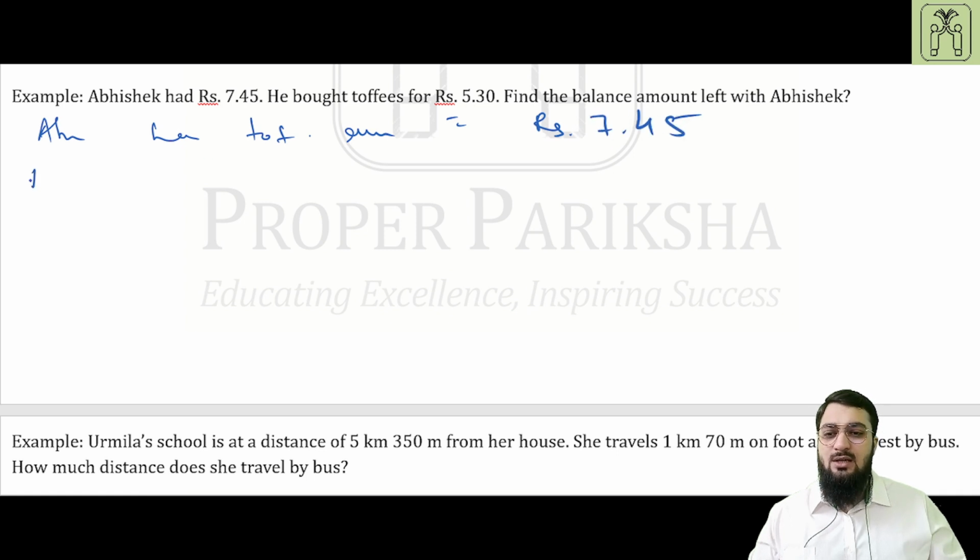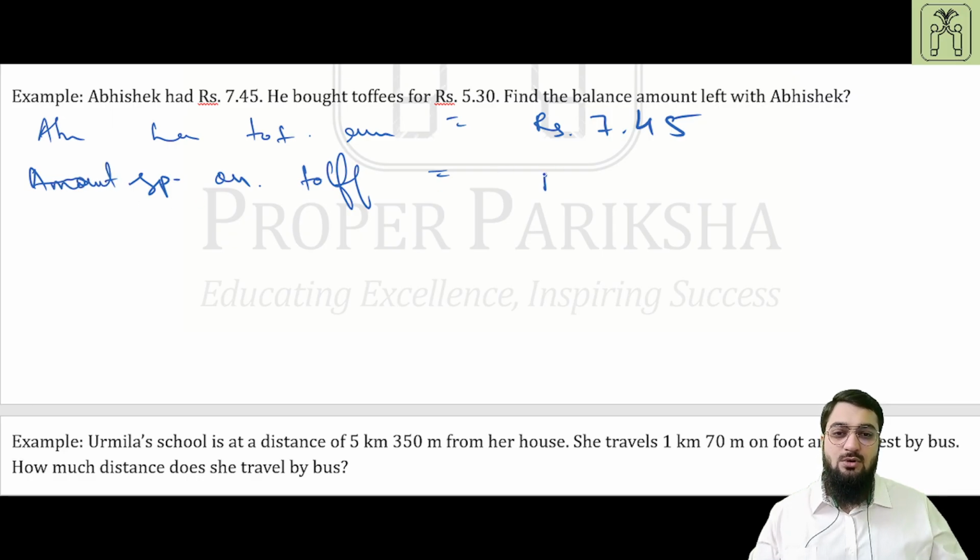Then you will write the amount spent on toffee by Abhishek is equal to rupees 5.30. Okay, so Abhishek had total amount is equal to 7.45 and the amount spent on toffee by Abhishek is equal to 5.30.